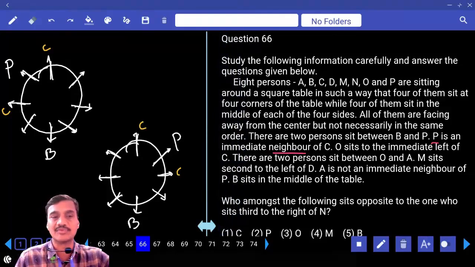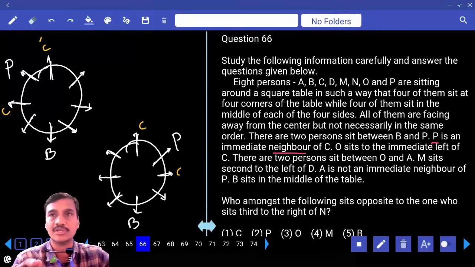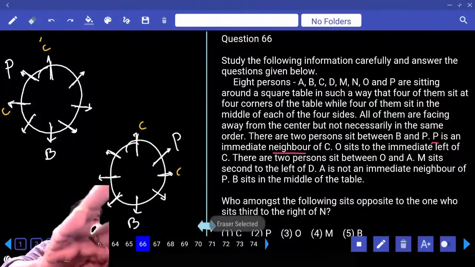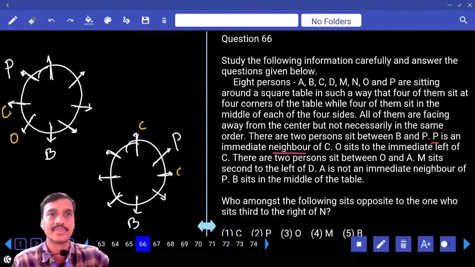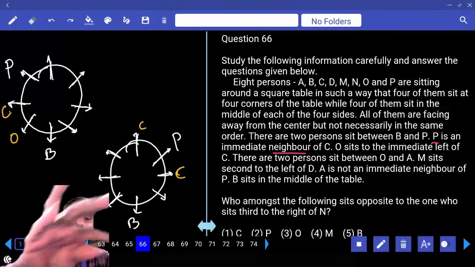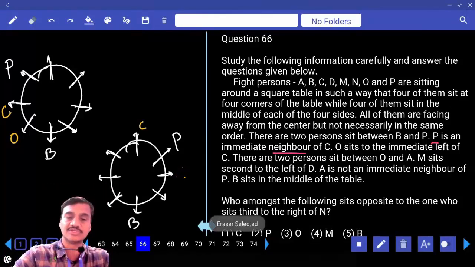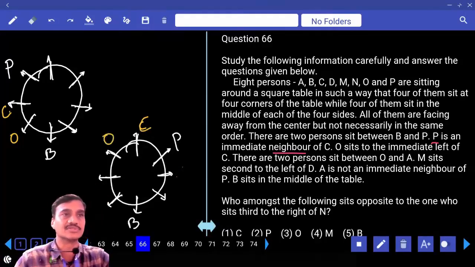O sits to the immediate left of C. As O is to the immediate left of C, can we have C at this place? C can be here, but if C is here, O to the immediate left of C is not possible, because then P is to the immediate left. Hence C cannot be here. C must be here. If C is here, O is to the immediate left. Is that correct? And again in this one also, on the immediate left hand side, if C is at this place, then O and P must be in the same place. Not possible. Hence where should C be? Opposite to B. C is here and O is to the immediate left hand side of C.